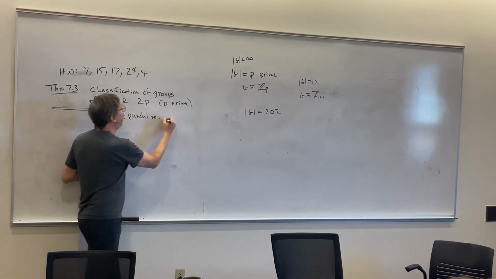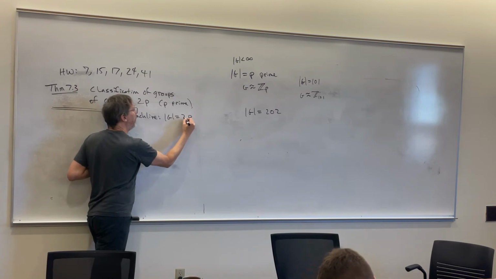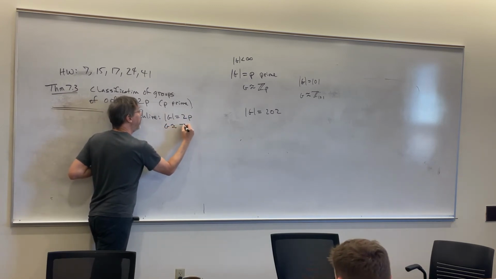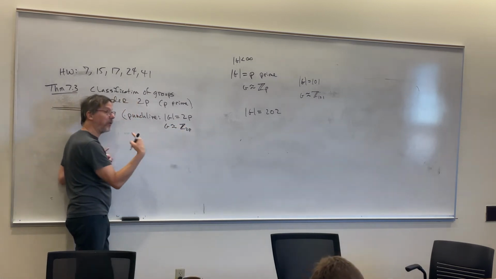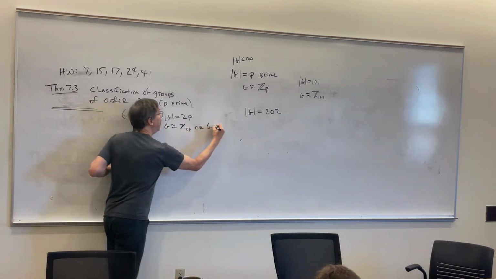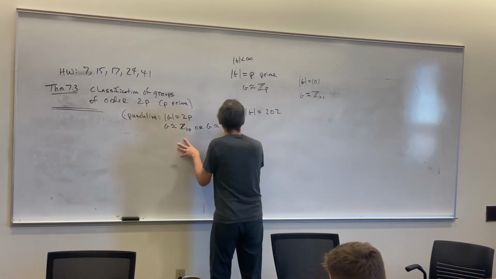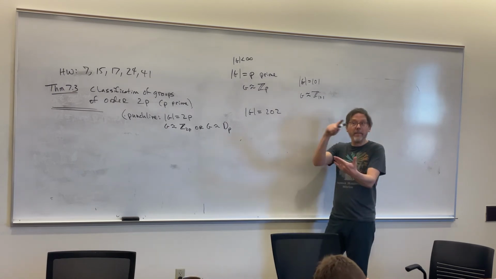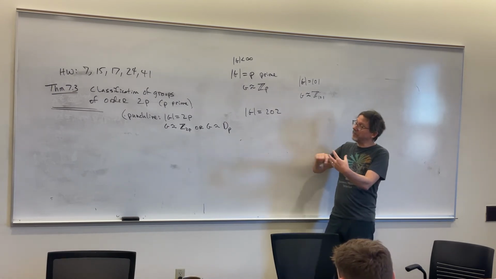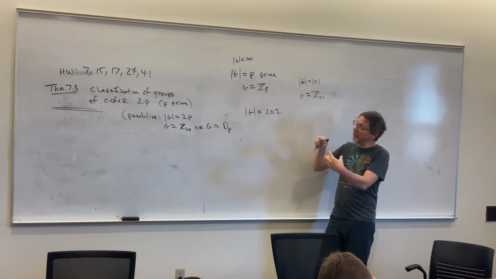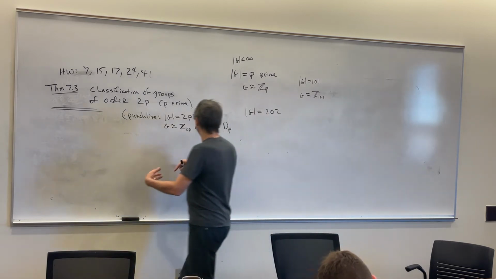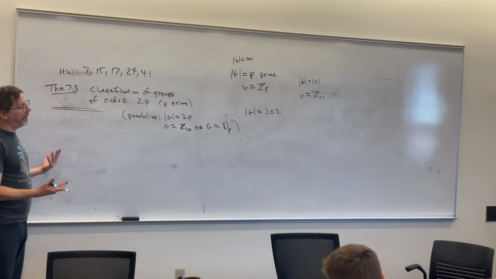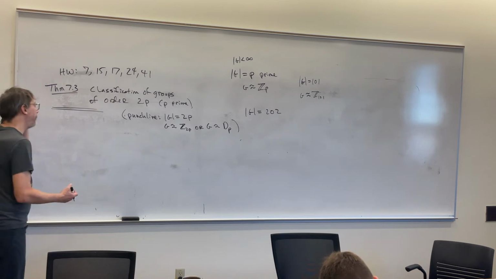Punchline. If the order of G is equal to 2p, where p is a prime, that's really important, then G will be isomorphic to either Z mod 2p, a cyclic group of order 2p, or G will be isomorphic to the dihedral group of order 2p, which is D_p. So, all the symmetries of a regular polygon with a prime number of sides. That's what we're going to show has to be the case. And it's definitely good to see this once, for sure.